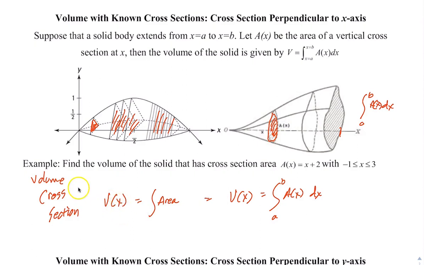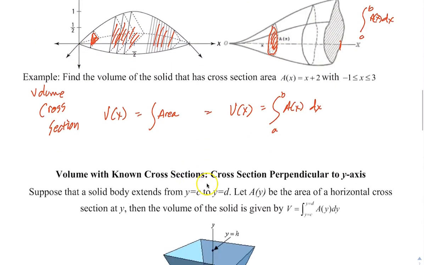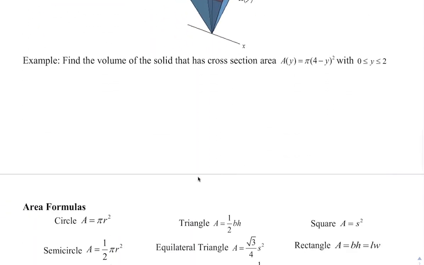To find the volume of something with known cross sections, you just find the area of one cross section, and then you fill it up over the whole interval. We're going to skip past the y-axis version in a little bit, but first let's do an example.